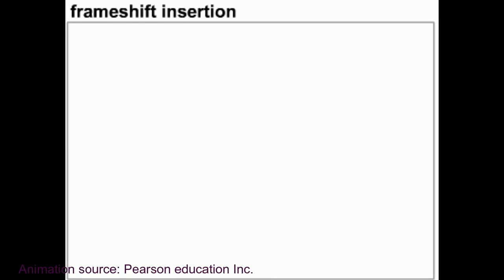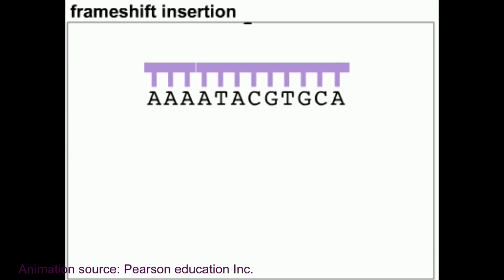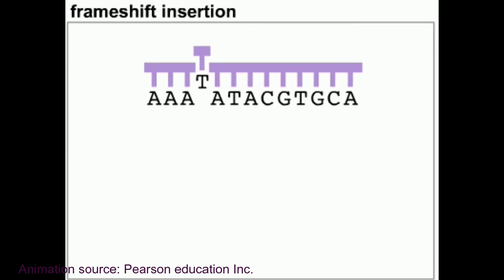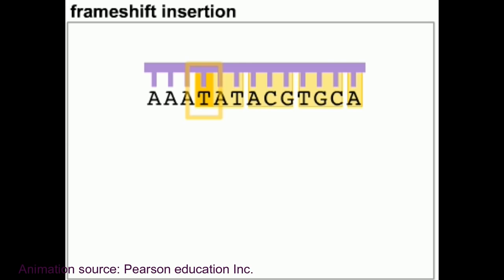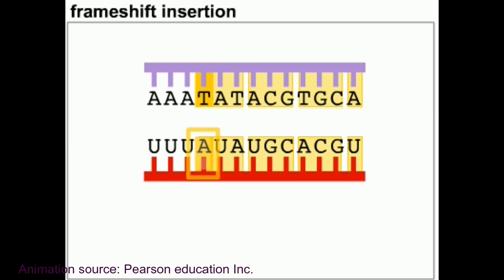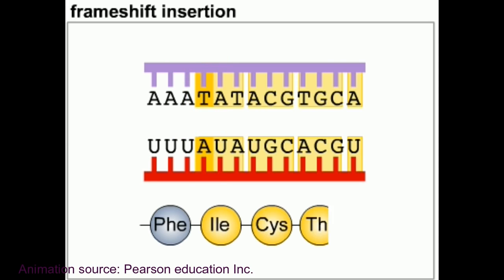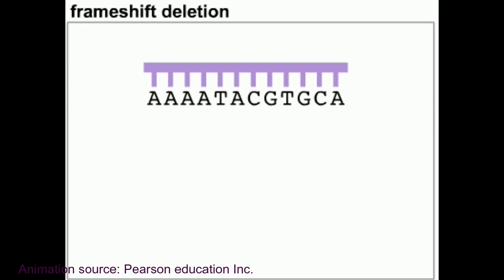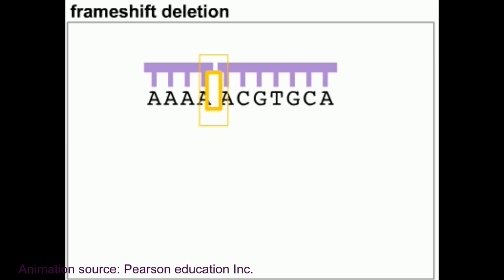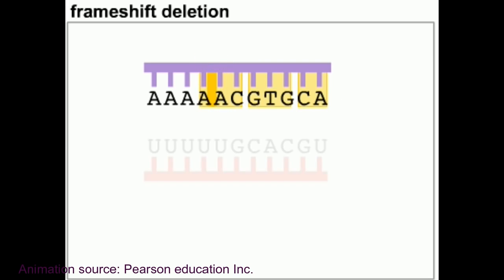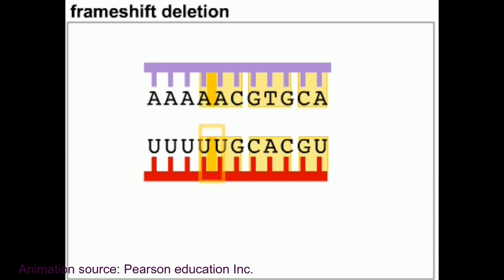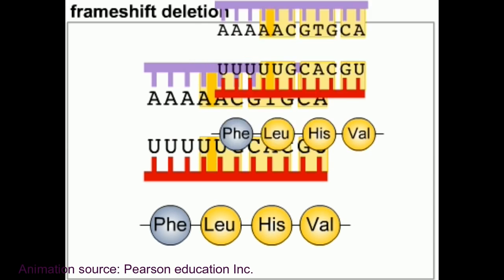Now let's look at the types of frame shift. Frame shift insertion: if one or more bases are added to the DNA sequence, causing a shift in the reading frame of the resulting codons, the mutation is a frame shift insertion. If one or more bases are removed from the DNA sequence, causing a shift in the reading frame of the resulting codons, the mutation is a frame shift deletion.